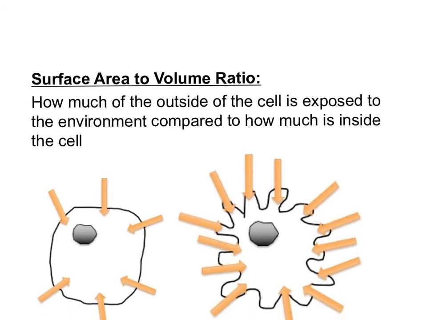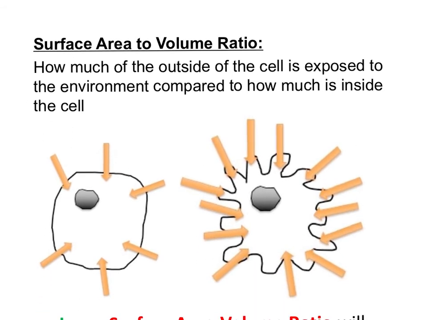The cell membrane begins with an introduction to this idea of surface area to volume ratio. This is a huge idea in AP Bio. The idea of how much of a cell is exposed to the environment will allow it to do different functions. When I talk about surface area, I'm talking about the perimeter of a cell.